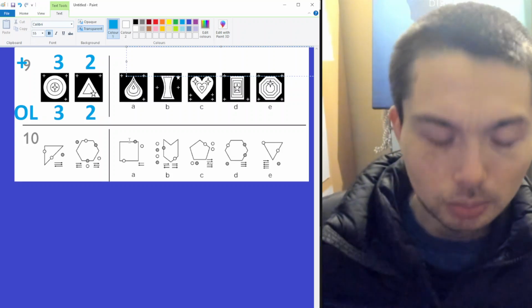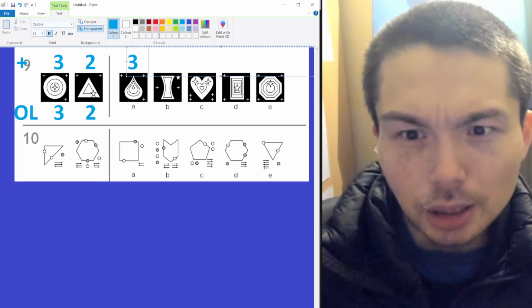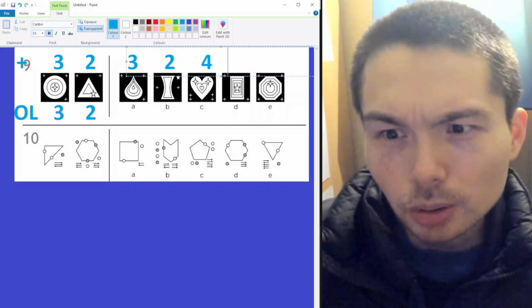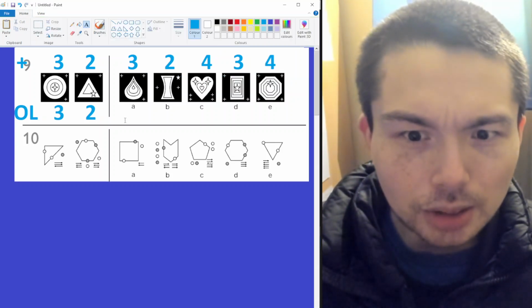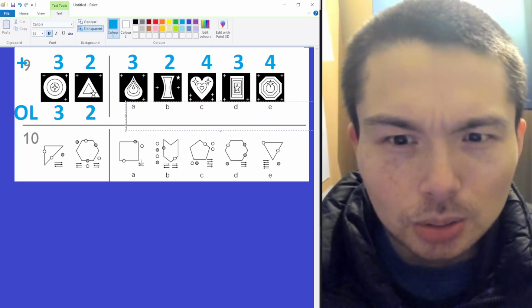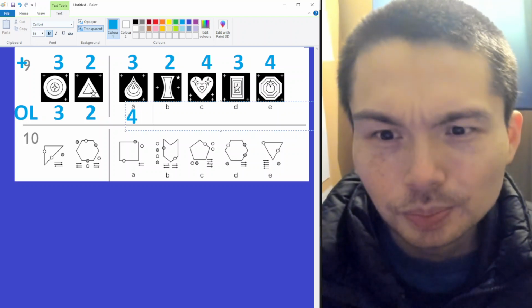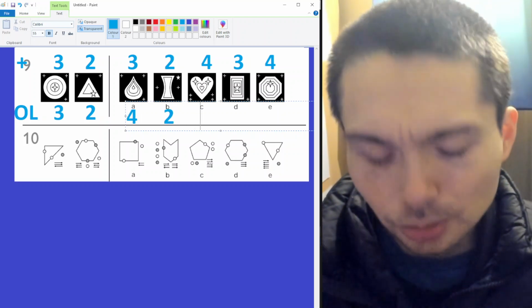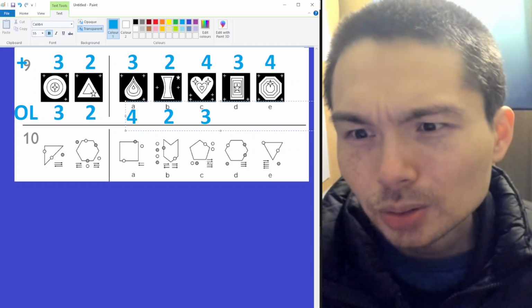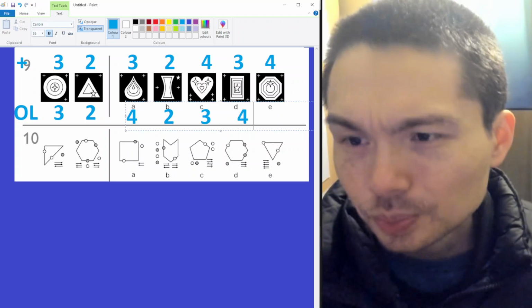Count the outlines. So we count all the pluses first: 3, 2, 4, 3, 4. Outlines here. Raindrops. 1, 2, 3, 4. 2. 3. 4.